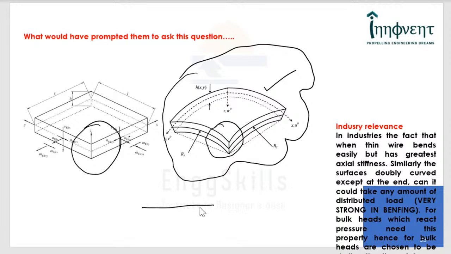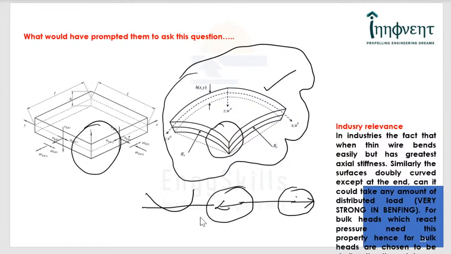If you take a thin wire, it can be bent very easily, right? But if you are trying to subject a thin wire to axial loading, it can rather support a large axial load, but it can be bent very easily. And therefore, a doubly curved shell can support a very, very large amount of load.